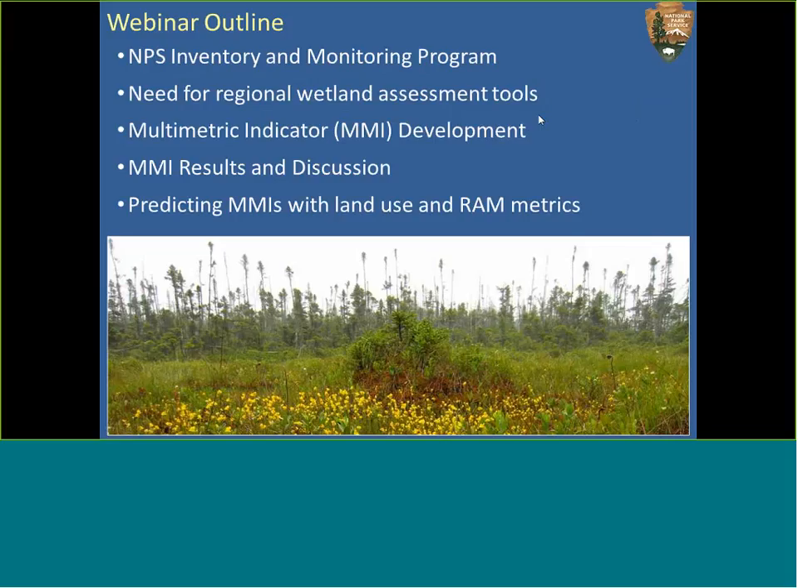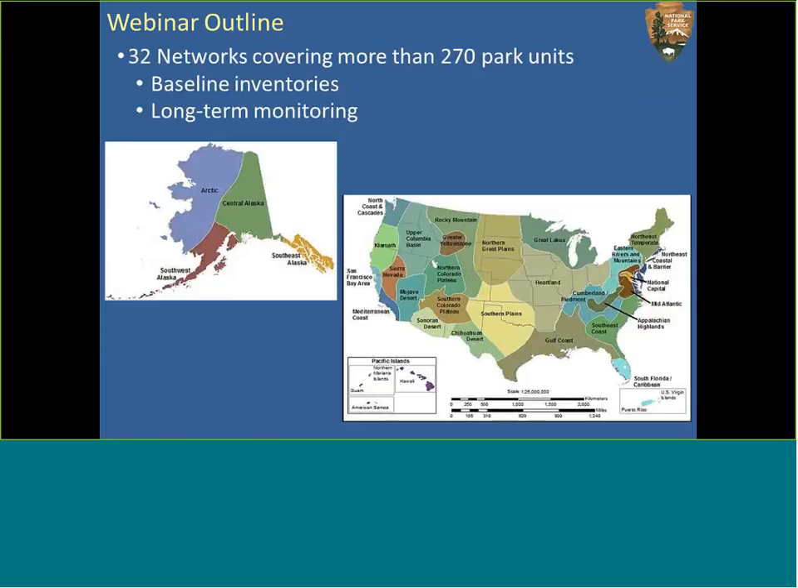Okay, so just an overview of what I'm going to talk about. I'm going to introduce the National Park Service's Inventory and Monitoring Program, the need that I see for regional wetland assessment tools, and then I'll go through the multimetric indicator development process that I did, and then results and discussion based on the MMIs that I developed. And then for the last part of this, I'm going to be using land use and rapid assessment metrics to predict the MMI.